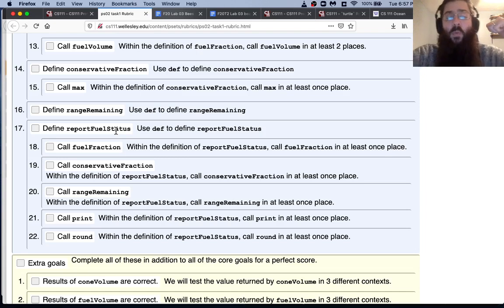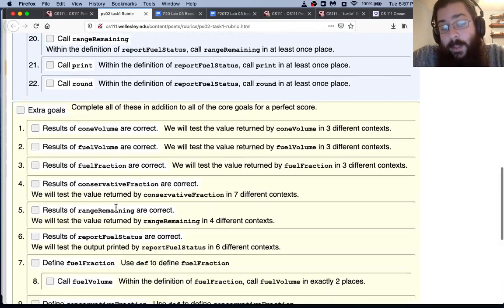So, report fuel status must call fuel fraction. It must call conservative fraction. It must call range remaining, right? So we're sort of using these different functions we've defined to put together a more complicated function. And then it has to call print and it has to call round. And as long as you fulfill all those criteria, those are your core goals.